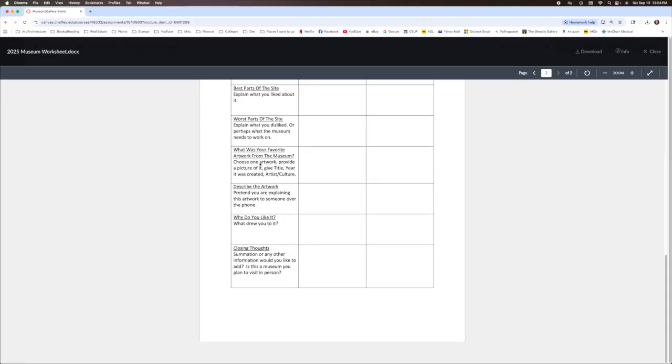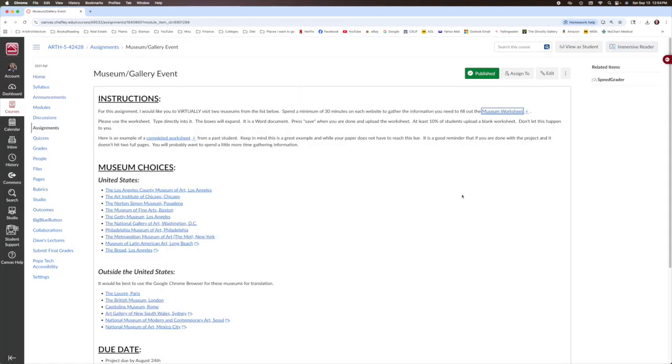For your favorite artwork of the museum, please include a picture here or even underneath the worksheet itself is fine. Describe the artwork, why you like it, and any closing thoughts or maybe even a short summary of the time you spent on the museum site. You should spend at least 30 minutes on each site.